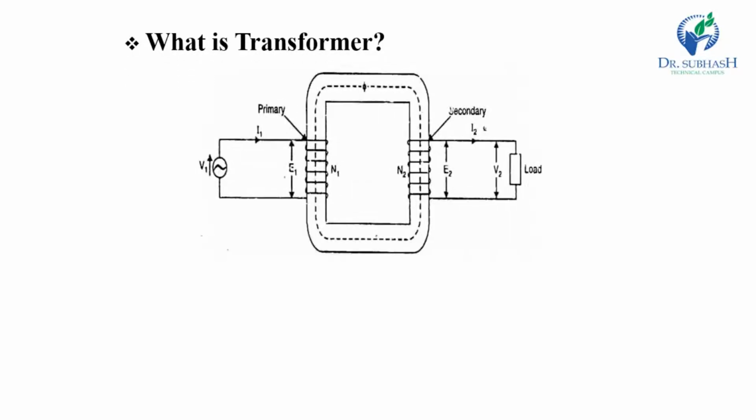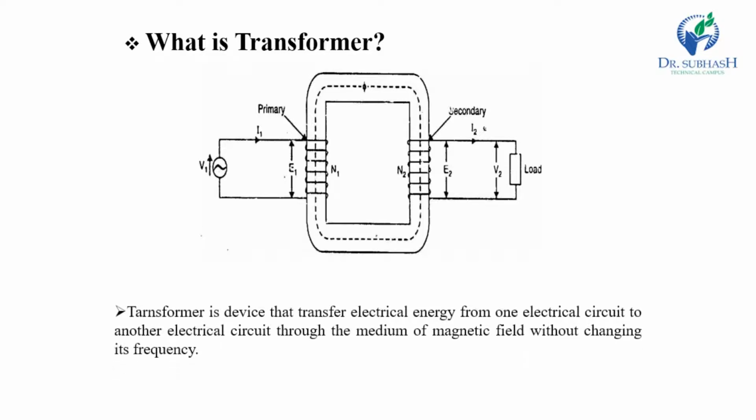Now what is a transformer? A transformer is a device that transfers electrical energy from one electrical circuit to another electrical circuit through the medium of a magnetic field without changing its frequency. It changes the voltage between them and the current between them.